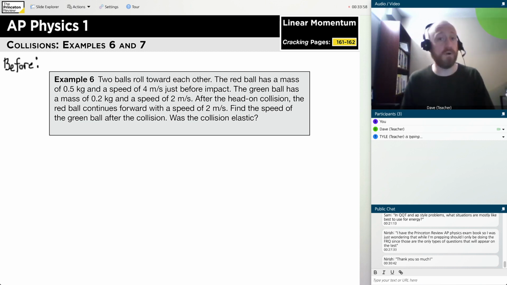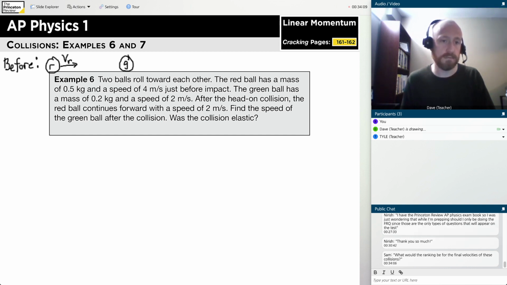And before our collision, what we have is a red ball traveling forward with a certain speed. But then we also have a green ball heading towards our red ball with a certain speed. And then after the collision, what we're told is the red ball keeps going the way it was going, but with a new speed. So we'll call that V red final.